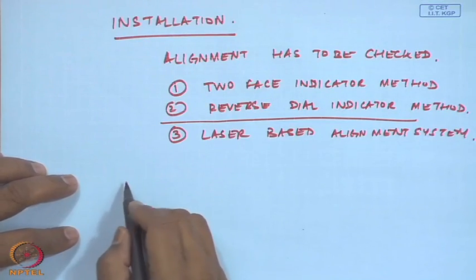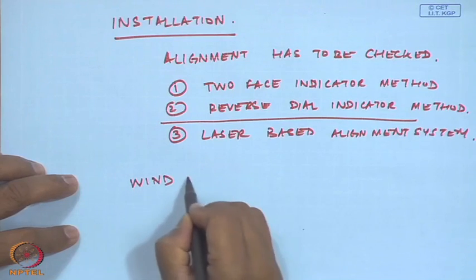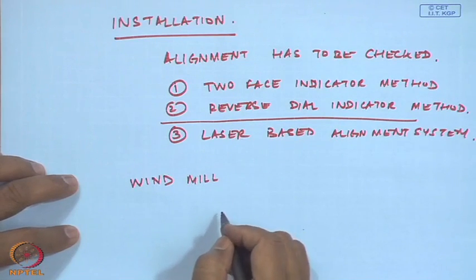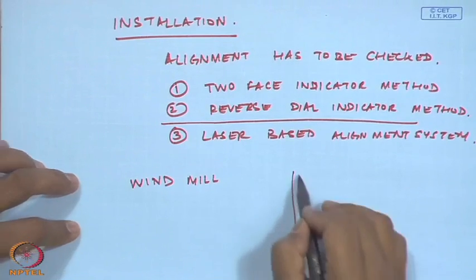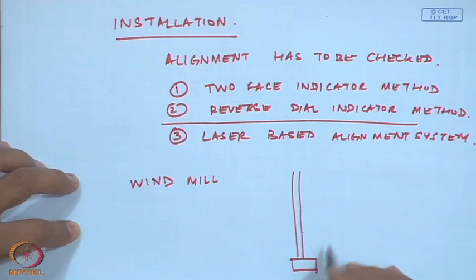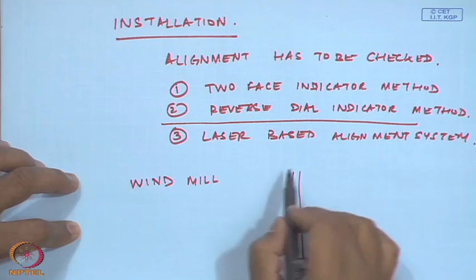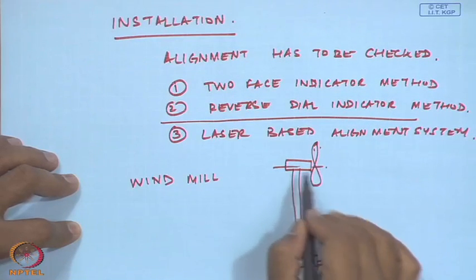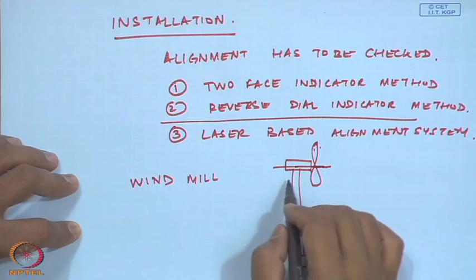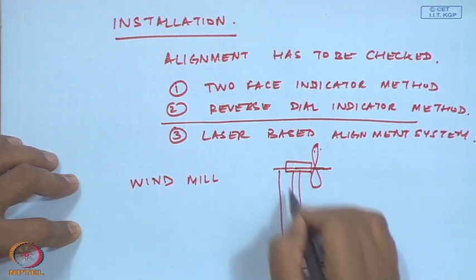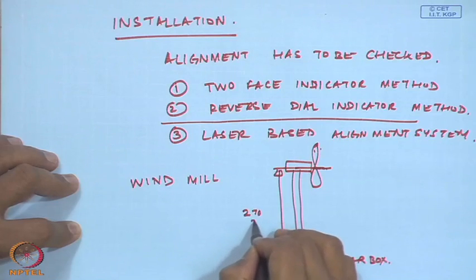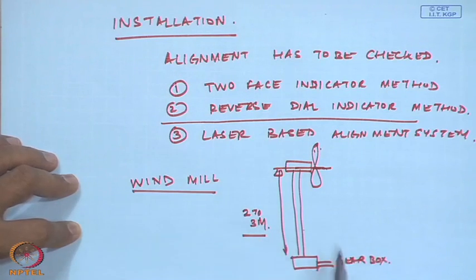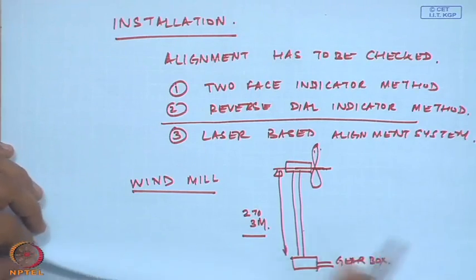But imagine the case of maybe a windmill, where there is a long shaft, and then we have this gearbox here, and then the alignment here, and then we have the fan here, and there is a coupling here. And this could be about 2 to 3 meters. So, how do you align such a system? And that is where lasers are helpful.